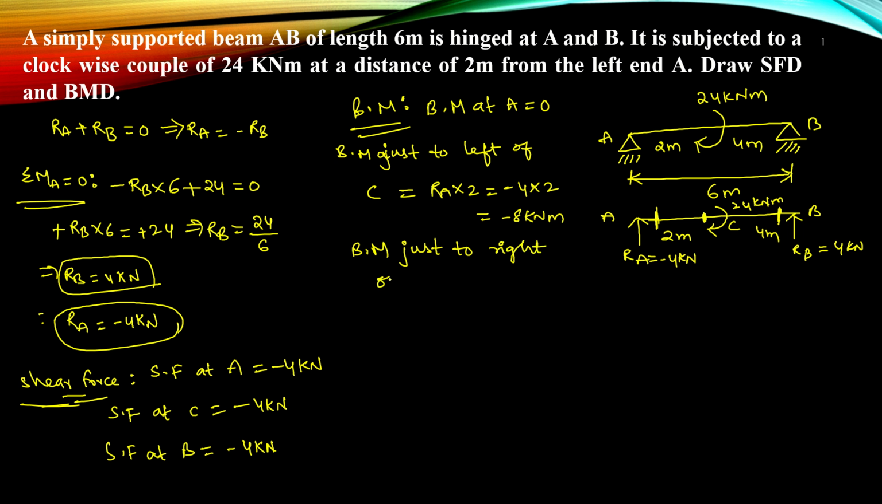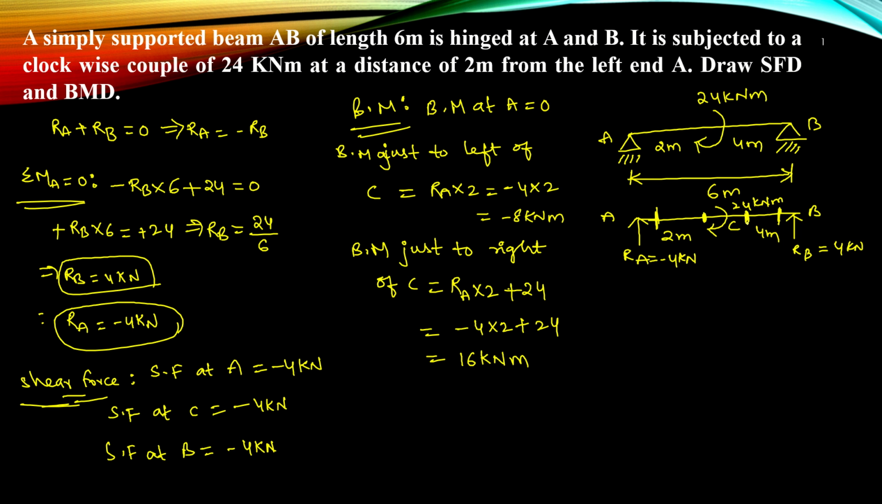Okay, because here I will take the influence of C. Now I am going towards right of C, means I am taking the influence of this couple also. So what will be the bending moment at C now? RA into 2, and you have 24, which will try to hog your beam. So it is a bending moment which will try to push your beam upwards, which is a positive bending moment. So it is plus 24. So this will be minus 4 into 2 plus 24, minus 8 plus 24, which will come out to be 16 kilonewton meter.